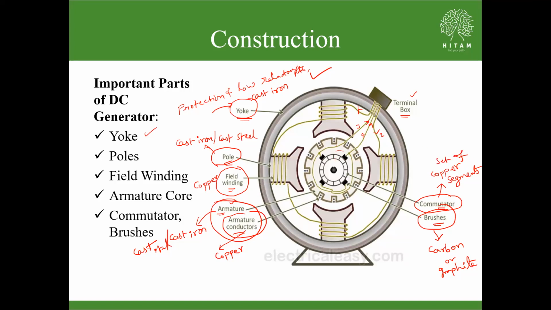How many segments do we need to keep? That should depend on the number of armature coils. So it depends on armature coils or conductors. Understood, all of you? The constructional details of a DC generator or DC motor, simply what we are calling a DC machine.